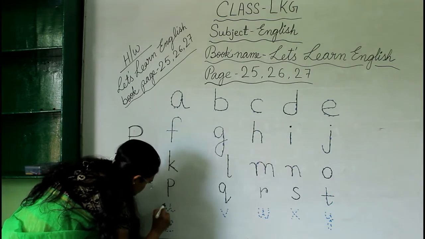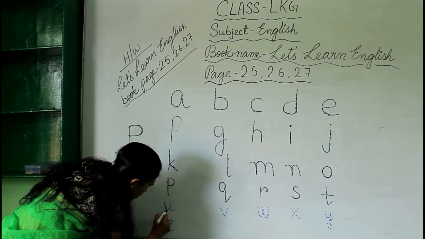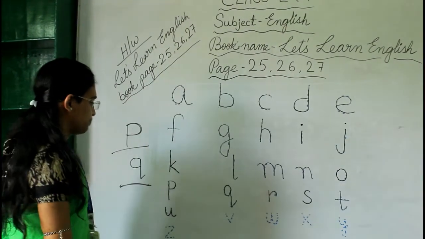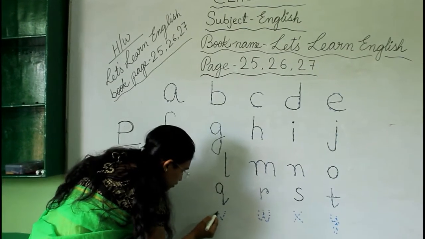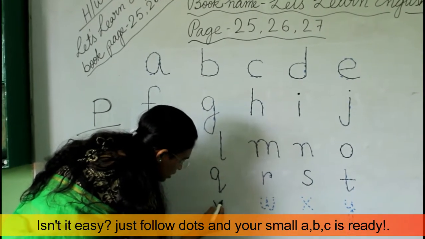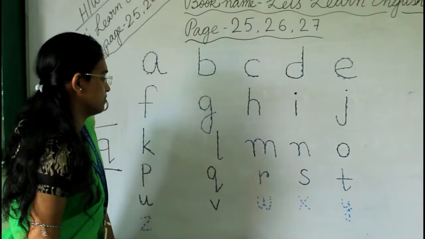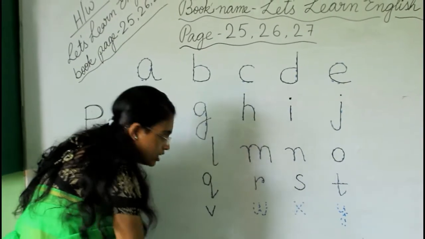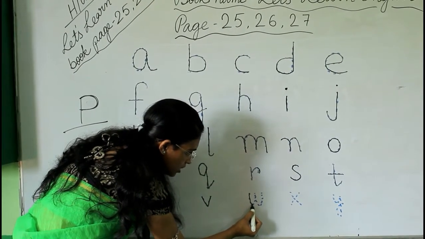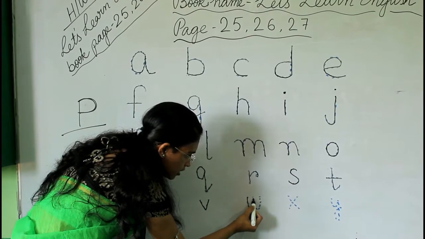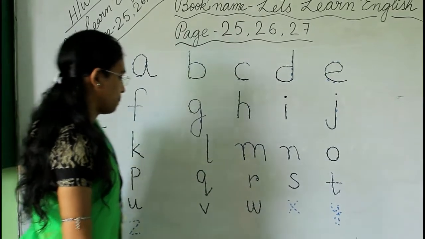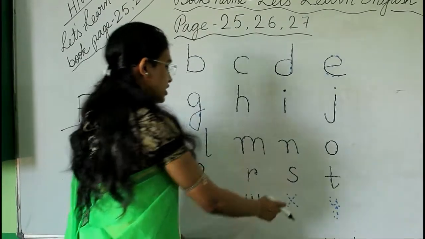For this, first you have to draw a small straight line, then a curved line, then again a straight line, then again a curved line. Like this. U. Then after U, V. For V, first you have to draw a left slanting line, then a right slanting line. After V, W. For W, you have to first draw a standing line, then a curved line, then again a standing line, then again a curved line, then again a standing line. Like this. W.